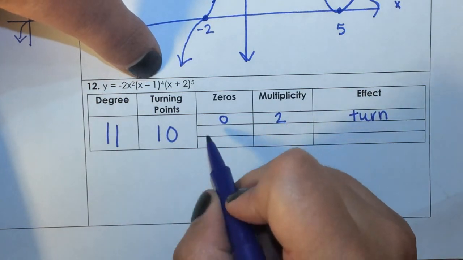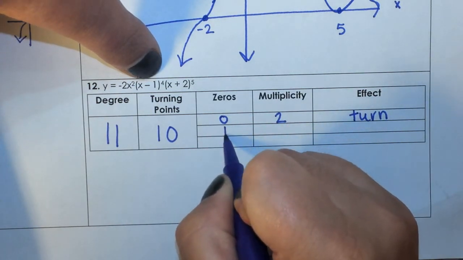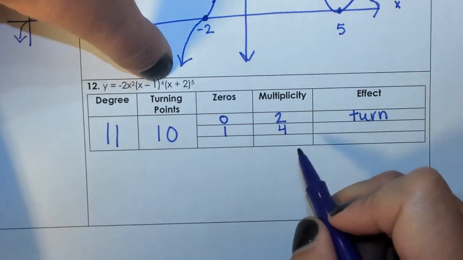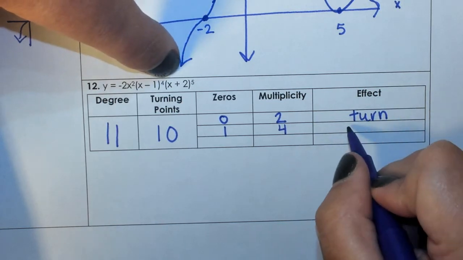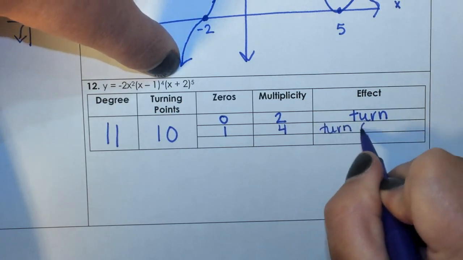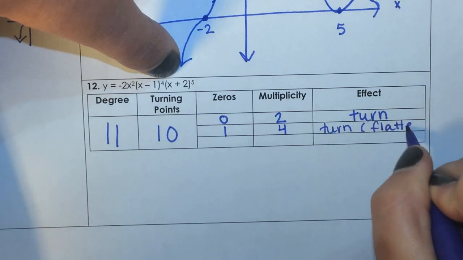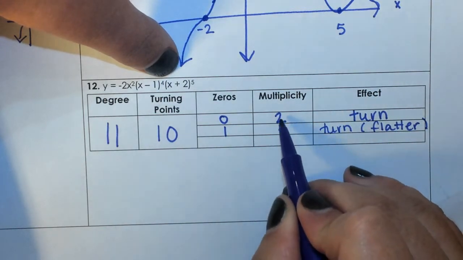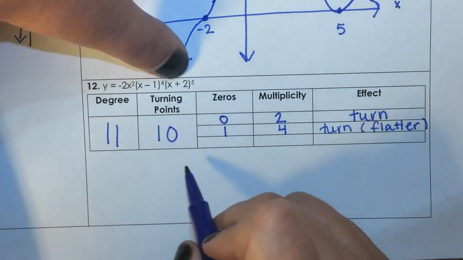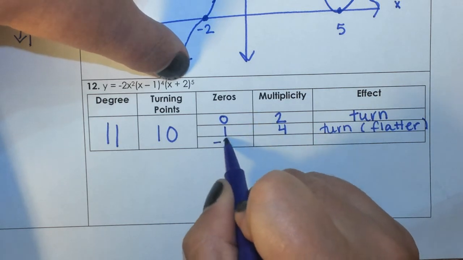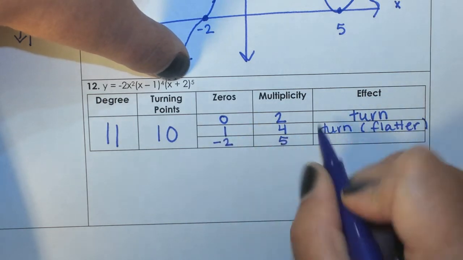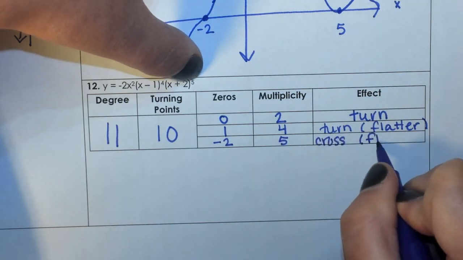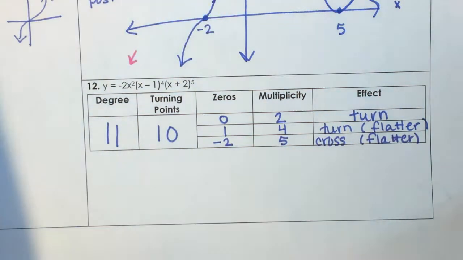Over here, the quantity x minus 1 to the 4th, the 0 that you're going to get is 1, and that is the power of 4, so that's your multiplicity. You have 4 roots at that value of 1. And this is going to turn as well, but it's going to be flatter than our 0 happening at 0, because this is a higher multiplicity than 2. And then x plus 2 to the 5th power, your 0 will be negative 2. It's a multiplicity of 5. It's going to cross, but that's a higher degree, so it's going to be flatter at that value.